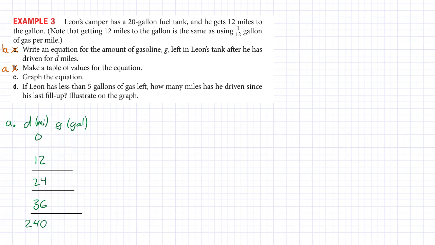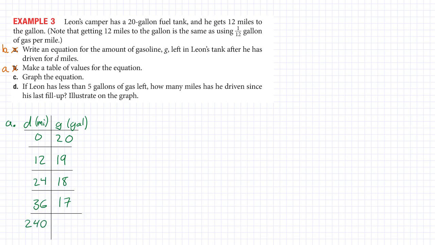So that's going to be 20. After 12 miles, well, he gets 12 miles per gallon. So that should be using 1 gallon to go 12 miles. And he started with 20, so that's going to be 20 minus 1, which is 19. 24 is going to be 2 gallons used, so that would be 18 left because he's gone 12 miles twice. 36 miles is going to be 3 gallons used, so he has 17 remaining.